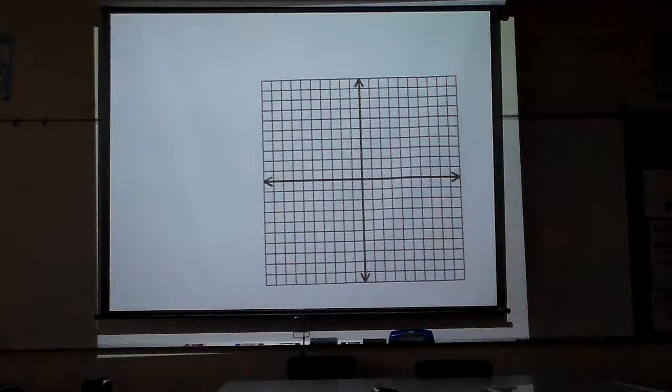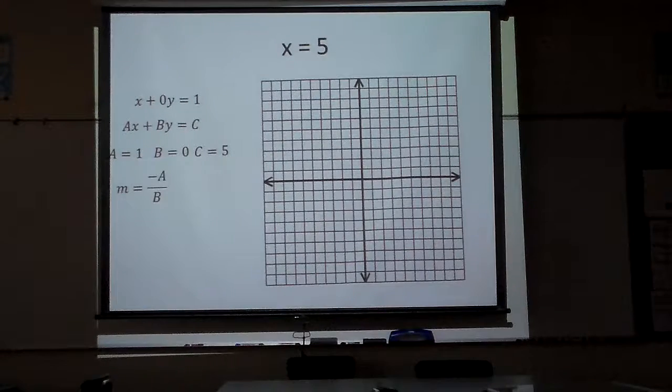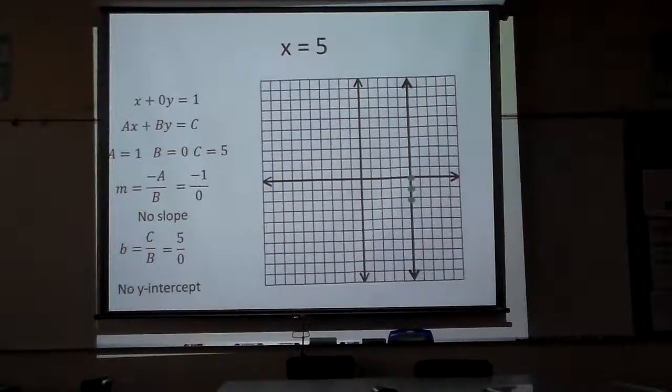So where would x equals 5 be? Well, let's think about it. It's just going to go over 5 and go up and down. If I plug a, b, c in, I get 1, 0, 5. Negative a over b, negative 1 over 0. Can't divide by 0, not possible. And c divided by b, 5 divided by 0, so I have no slope and no y-intercept. I simply have that point at 5, down 1 over 0. And there we go. Not so bad.